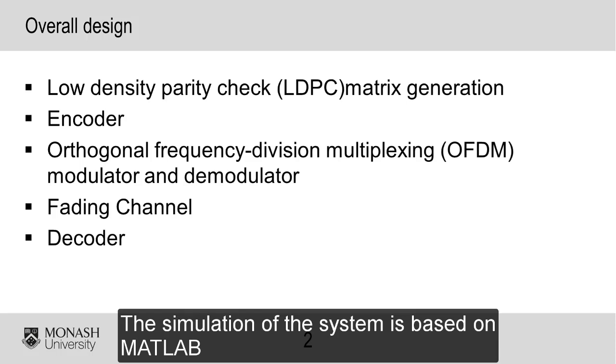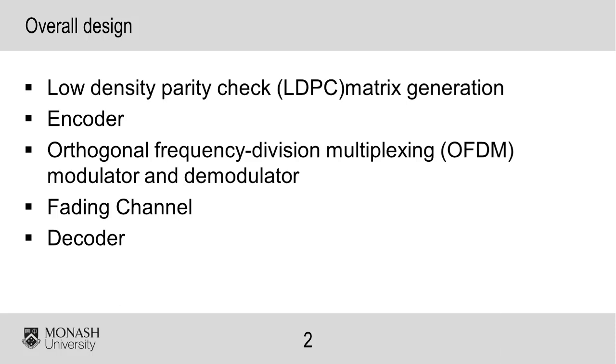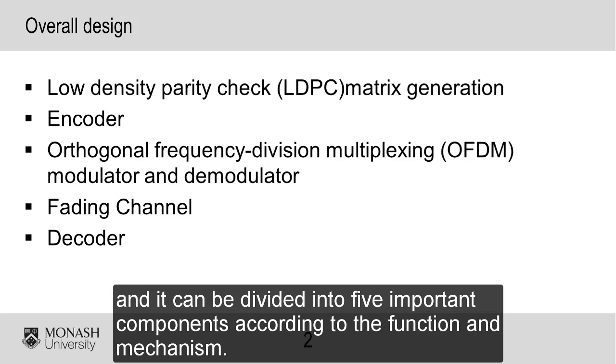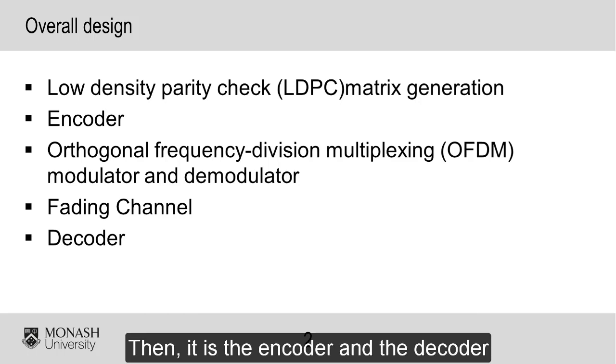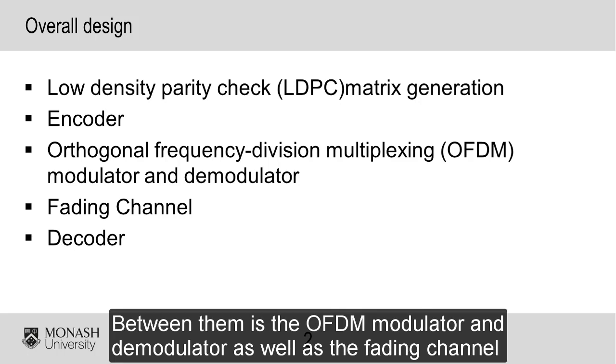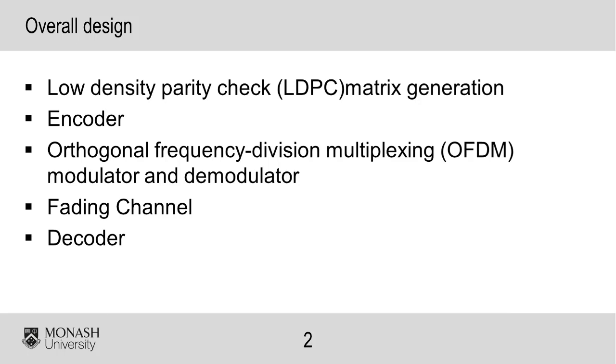The simulation of the system is based on MATLAB, and it can be divided into 5 important components according to the function and mechanism. Firstly, the parity check matrix is a preparation of the simulation. Then, it is the encoder and the decoder. Between them is the OFDM modulator and demodulator, as well as the fading channel.